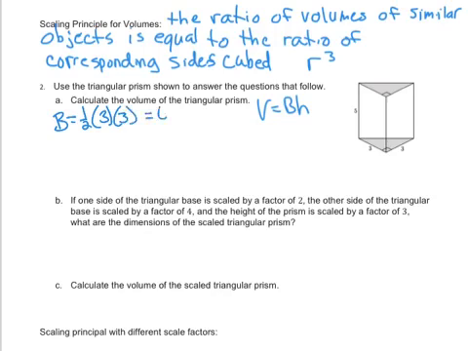That ends up being 4.5. So my volume is going to be 4.5 times 5, and that gives me 22.5. So there's my original volume.